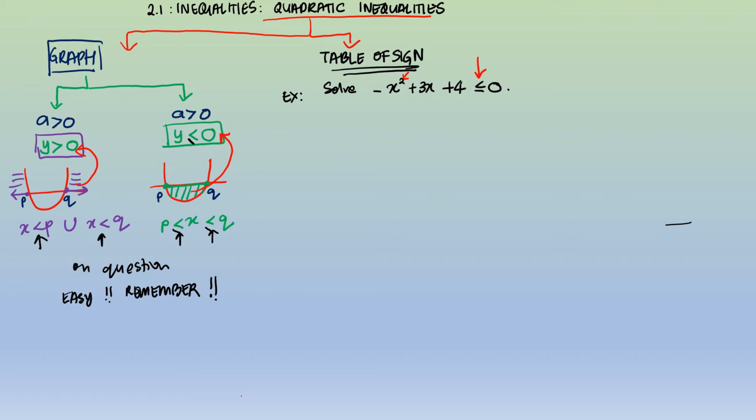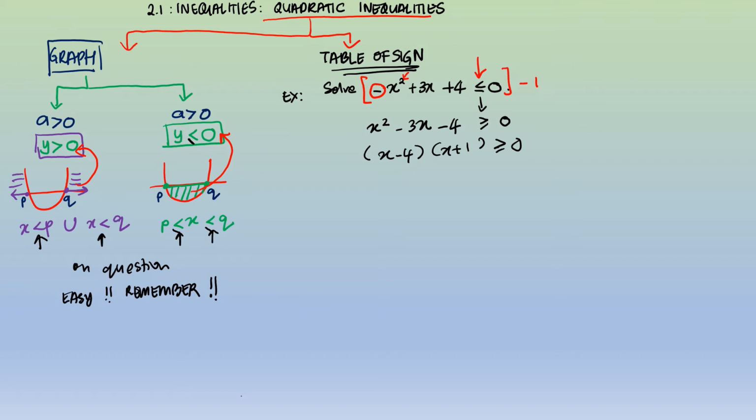What is your first step? You see here, our a is negative. So you have to change the negative first, because it will be much easier by multiplying everything with -1. After you multiply, you will get x squared minus 3x minus 4. And how about the symbol? It changed to greater than or equal to 0. Next, we factor. The factors come from -4 and +1.